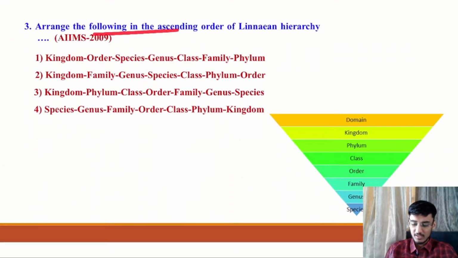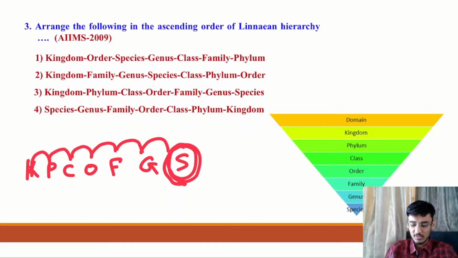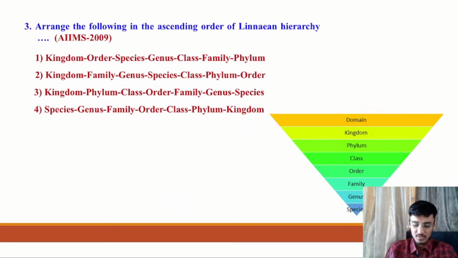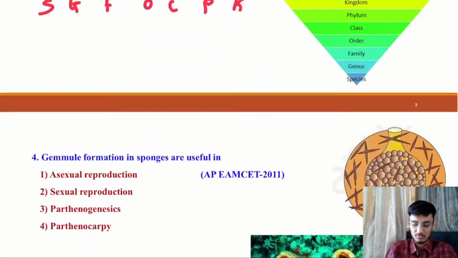The arrangement of the following in the ascending order of the linear hierarchy. These are all previous year questions. KPCOFGS: kingdom, phylum, class, order, family, genus, and species. The smallest unit of the taxonomical hierarchy is species, but the highest taxonomical category is domain. Species, genus, family, order, class, phylum, kingdom. KPCOFGS. So your answer should be 4.